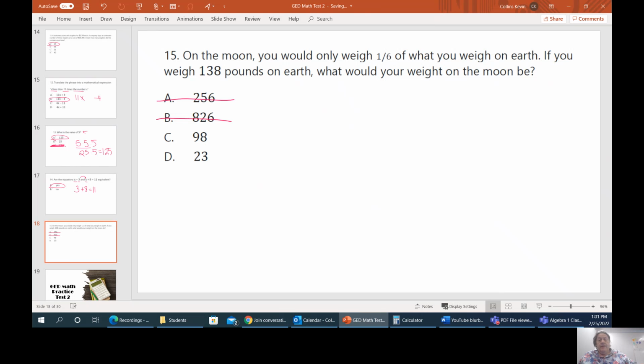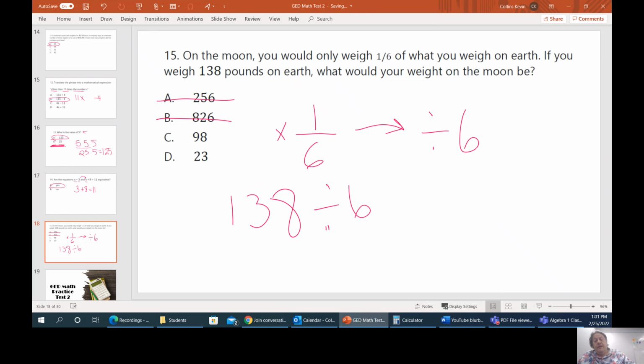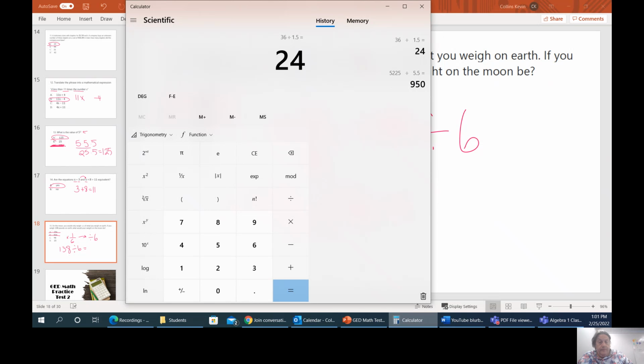Now think of this. If you multiply by 1/6, that is the same as dividing by 6. Those two things are the same. So in this case, we're going to do 138 divided by 6. Definitely calculator time. Break it out. So we've got 138, and divide that by 6, and our answer is 23.